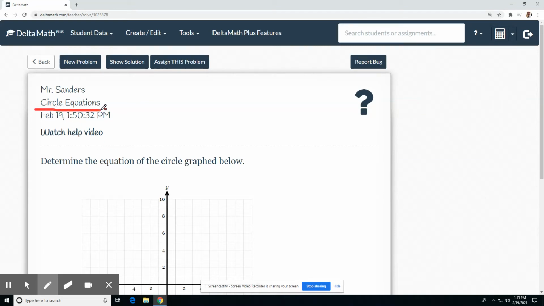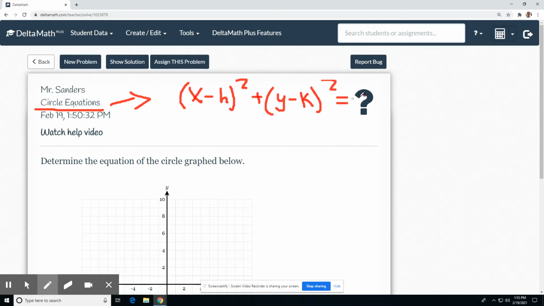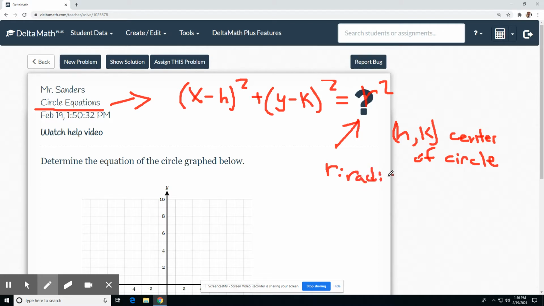We are looking at circle equations. So let's go ahead and get the general format of a circle equation. It'd be x minus h quantity squared plus y minus k quantity squared equals our radius squared, where h and k are the center of the circle, and r is the radius of the circle.